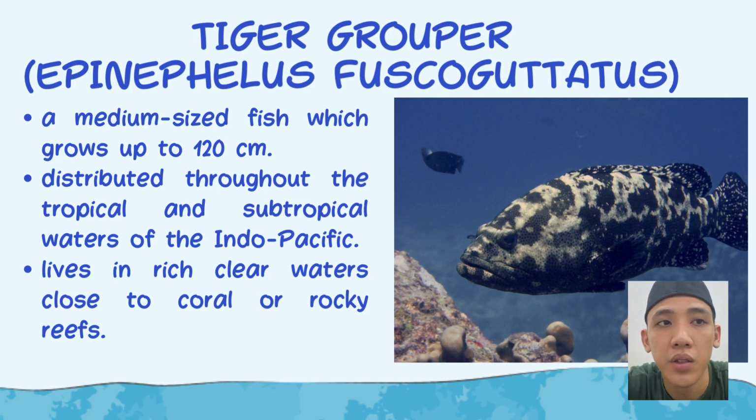So the tiger grouper, or the kerapu harimau, is a medium-sized fish which grows up to 120 centimeters. It is distributed throughout the tropical and subtropical waters of the Indo-Pacific, and it lives in rich clear water close to coral or rocky reefs.